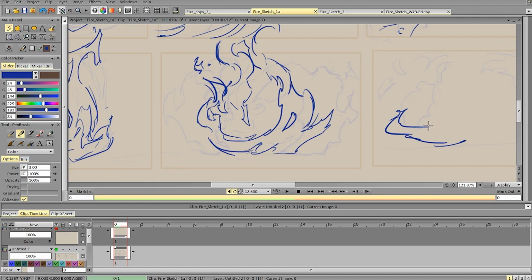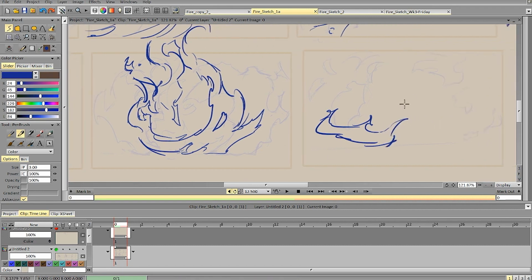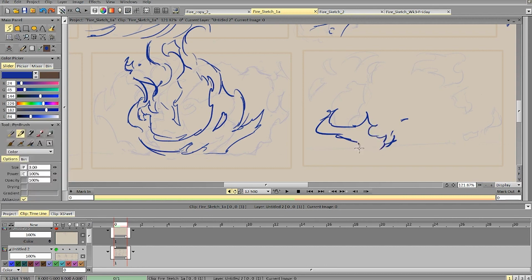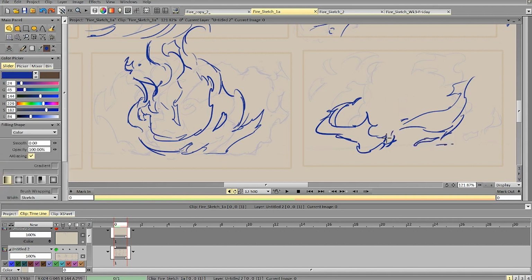Then we can start thinking about what kind of shapes and what kind of volume do these shapes have when it starts to be broken into particles. Because fire, it's still not flat. It has volume, it has some position in space, and that affects the form.